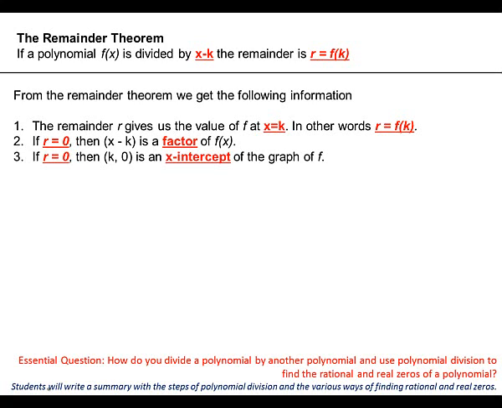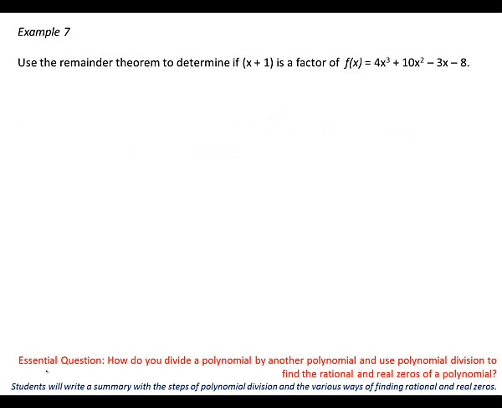Okay, so the remainder theorem says that if a polynomial f of x is divided by x minus k, the remainder is what we get if we put the k value into the function. Okay? Basically, to find the remainder, it gives us the value x equals k. In other words, we can plop it in there and evaluate it. Okay? If r equals 0, then we know the remainder is 0, then we know x minus k is a factor, and (k, 0) is an x-intercept. So basically our goal is to get the remainder to be 0. Okay?